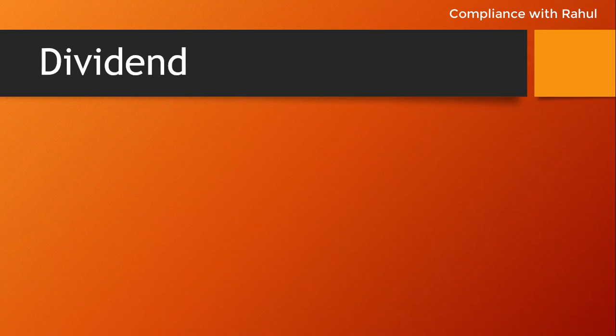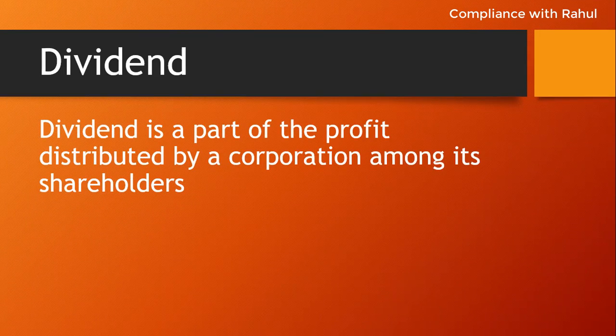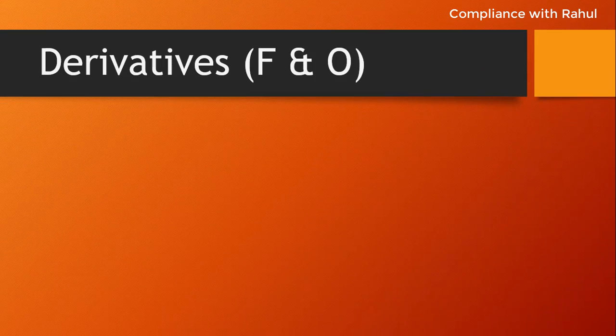Next is a term called dividend. When I explained the word share to you, I told certain benefits what a company gives out, meaning to say that when a company earns profits, it declares dividend, and this is distributed to all the shareholders, or meaning to say all the owners.